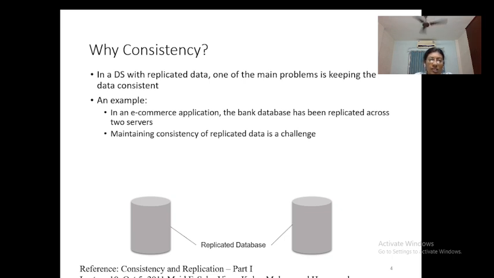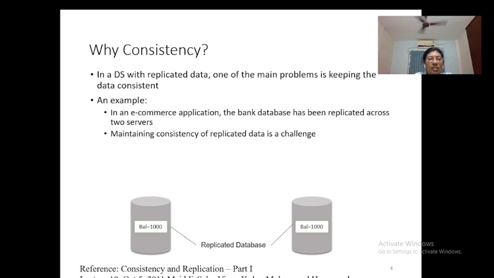Why consistency? In distributed systems with replicated data, one of the main problems is keeping the data consistent. For example, in an e-commerce application, the bank database has been replicated across 2 servers. Maintaining consistency of the replicated data is a challenge.